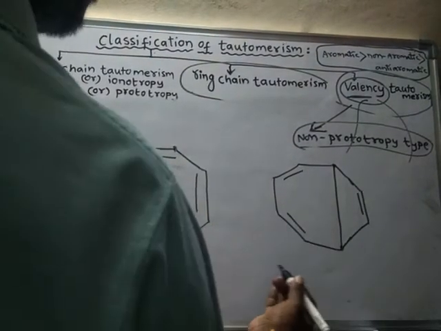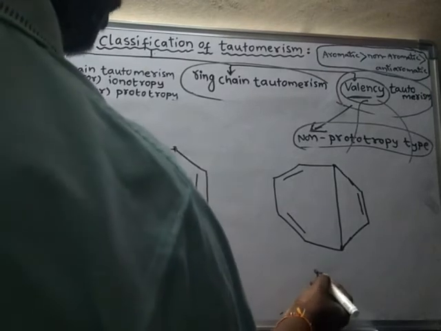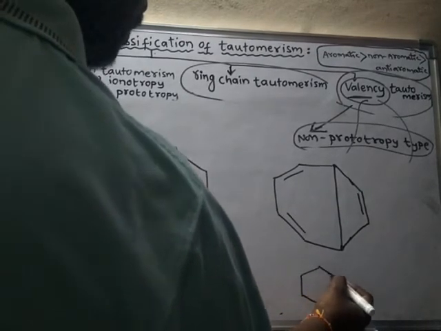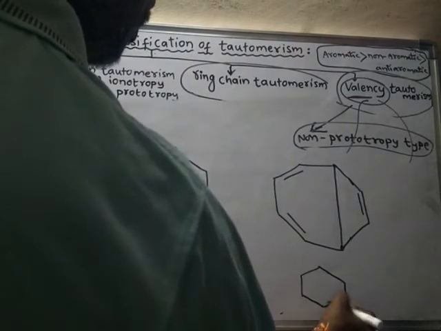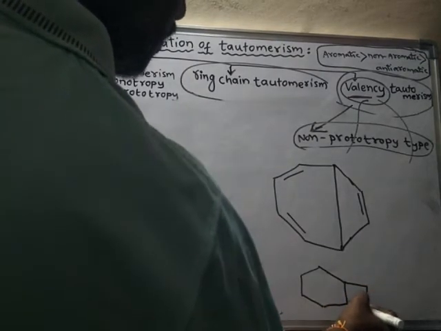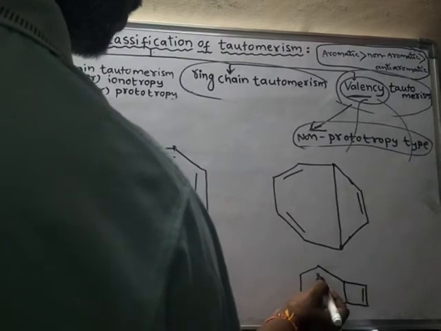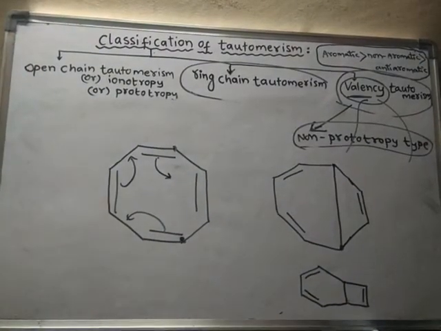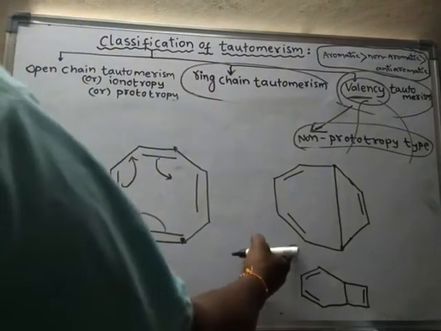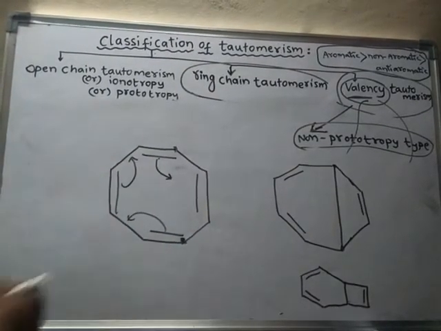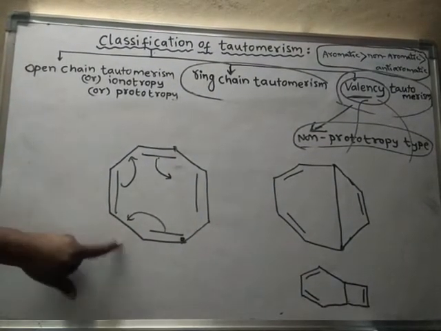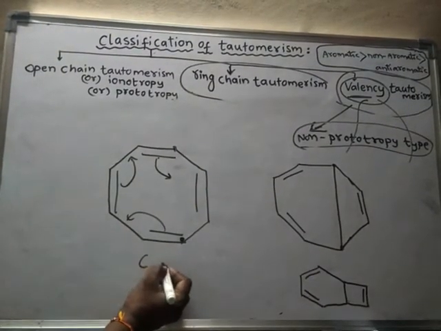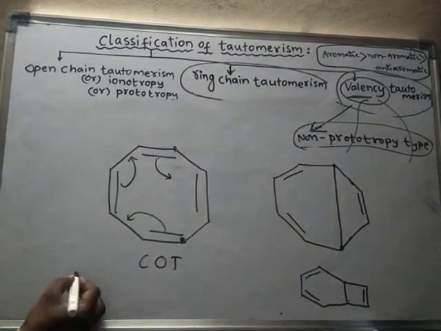I may draw this compound like this also. Both are same. It is bicyclic. It is monocyclic. This is called as cyclooctatetraene, COT.